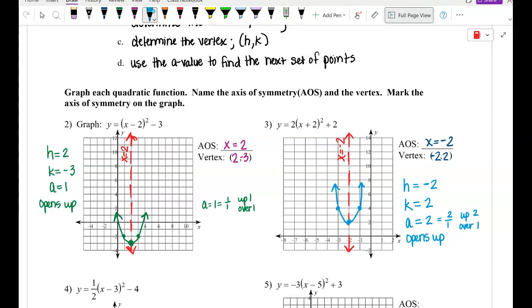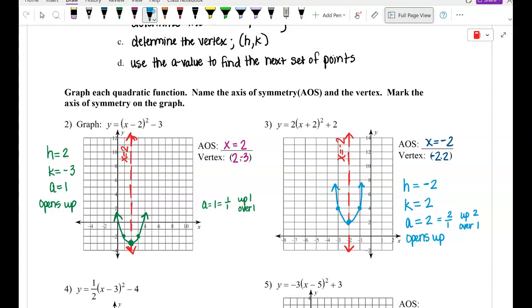If they were on the same graph with the exact same scale, our graph number 3 would be narrower than graph number 2, because we know if the A value is greater than 1, our graph becomes narrower, because that means our graph is growing at a faster rate of change. And the faster it grows, the more narrow it goes.